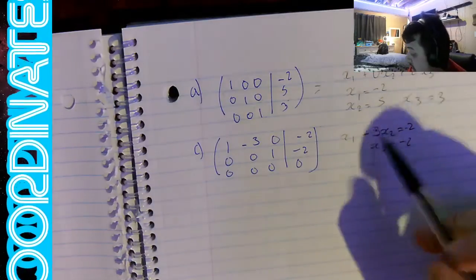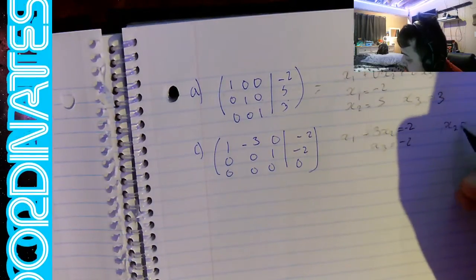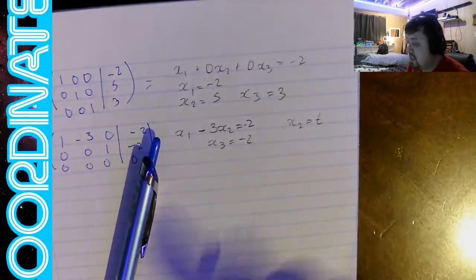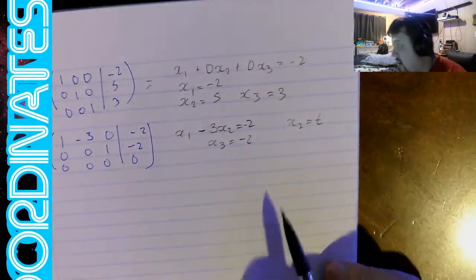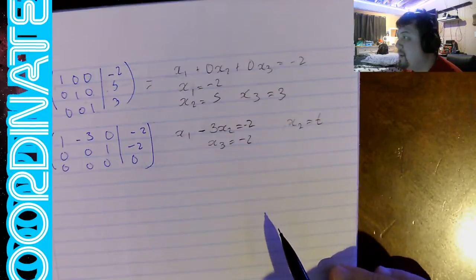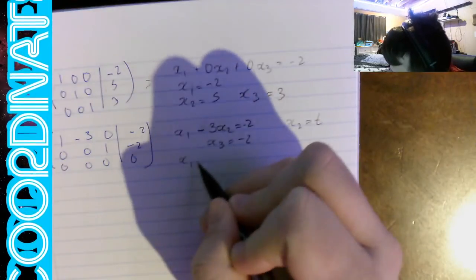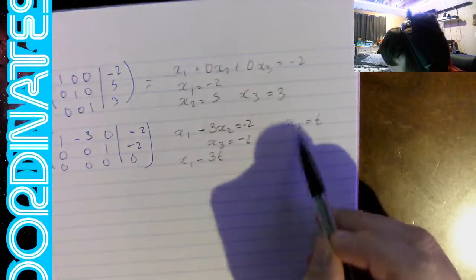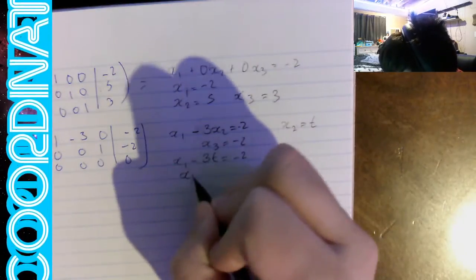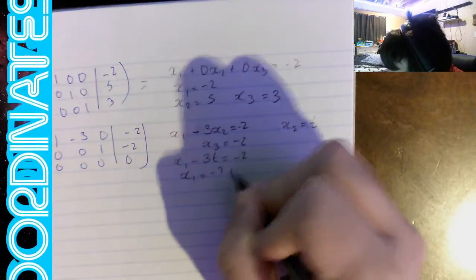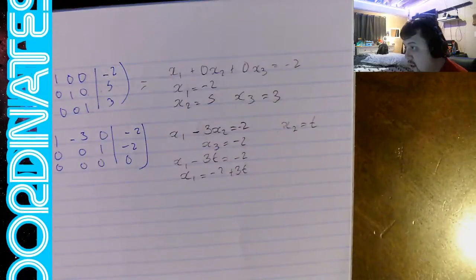Well, this is where we say, what if we make x2 equal t? We call it a parameter, something that can be anything essentially. Like x2 can be any number. It could be 5. It could be 12. It could be literally anything. If that's the case, then x1 minus 3t, because we put it there, equals negative 2. Then that means x1, if we add positive 3t to both sides, equals negative 2 plus 3t. And there's our answer right there.